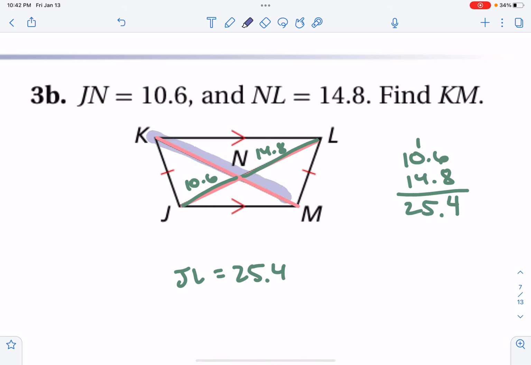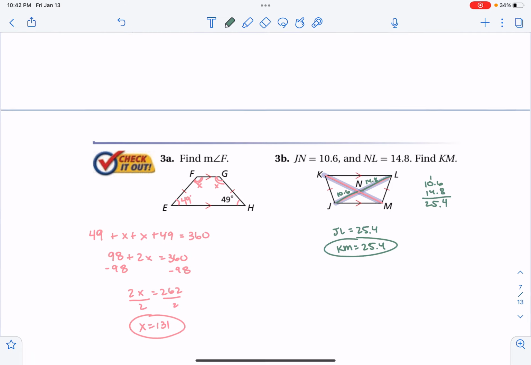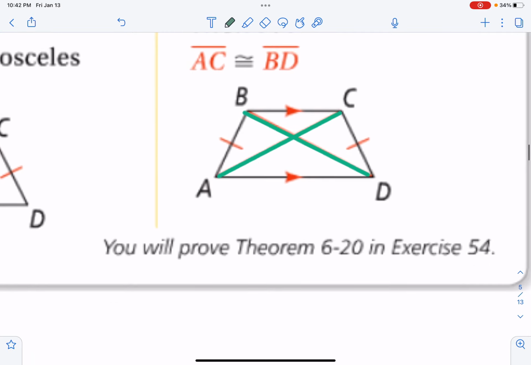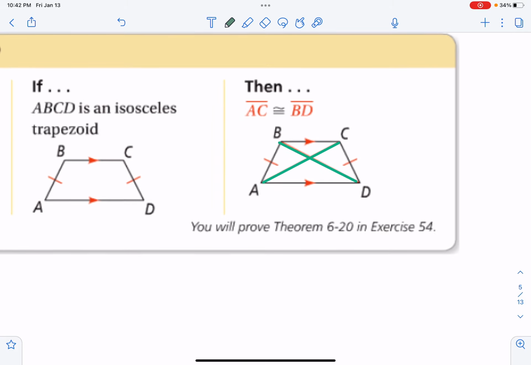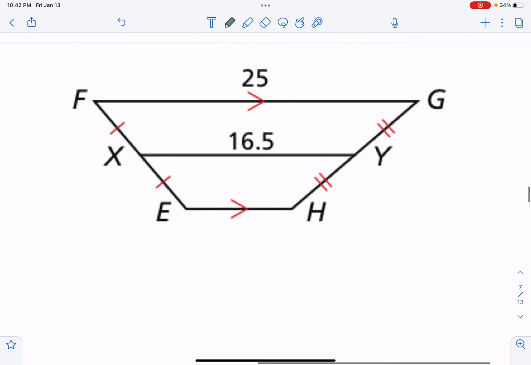Well, KM is this diagonal, and in an isosceles trapezoid, they are the same as each other. So JL is 25.4, so is KM. And that goes back to up here where they said, in an isosceles trapezoid, the diagonals are congruent. So this is that type where they said, okay, if we look for that mid segment, so this piece matches this piece matches this piece, so this is the midpoint, this cuts it in half.